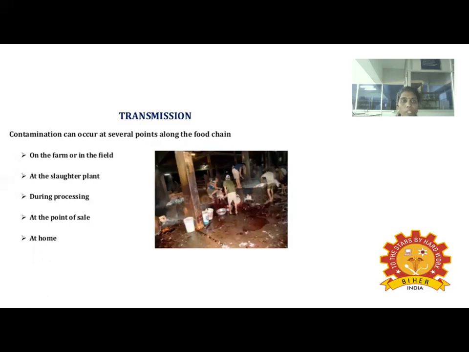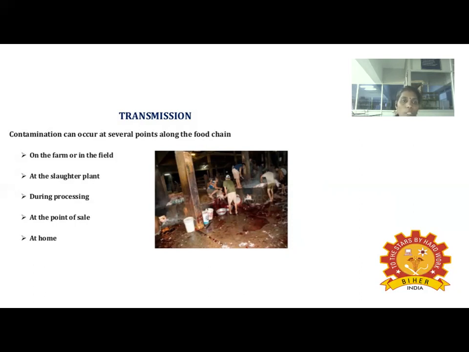Then transmission. The contamination can occur at several points along the food chain: on the farm or in the field, at the slaughter plant, during processing, at the point of sale, and at home. These are the reasons that the organism gets transmitted and causes disease. On the farm or in the field, you can see the image, and at the slaughter plant, so many diseases will come to the human being.